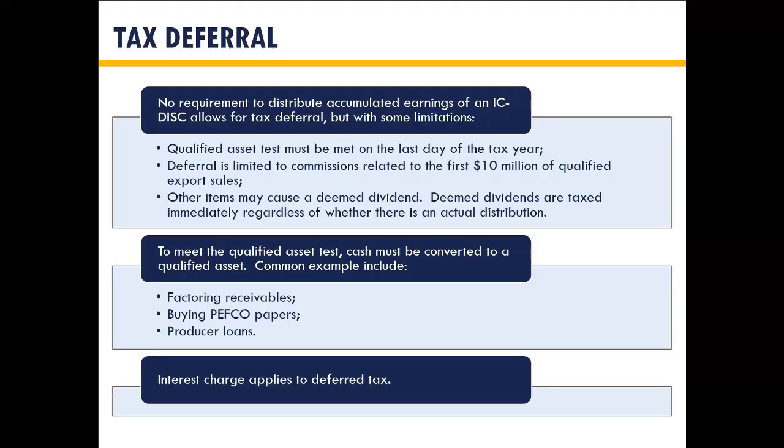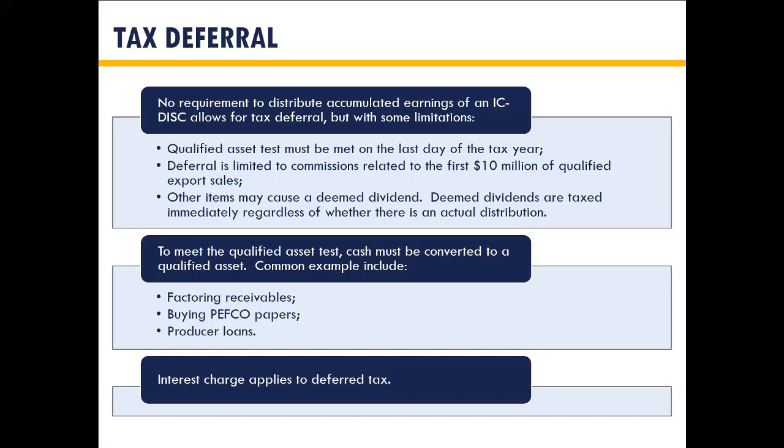I mentioned tax deferral early on. So the IC-DISC does allow a tax deferral as a benefit. There is no requirement that you have to distribute accumulated earnings out of the IC-DISC, but there are some limitations. As I mentioned, first, the qualified asset test has to be met on the last day of the tax year. So you have to consider what is your cash in the IC-DISC and do you meet that 95% qualified asset test?